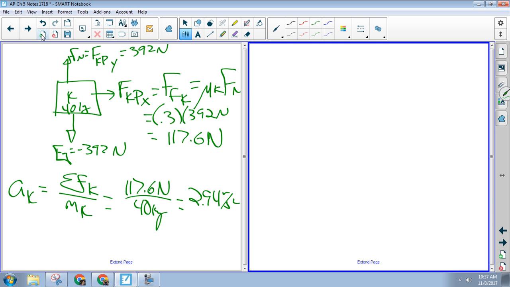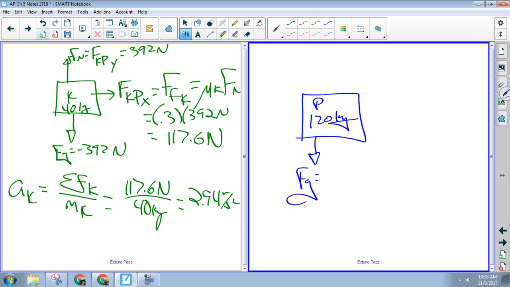Follow? All right, now let's look at the peanuts. Peanuts, 120 kilograms. So we got gravity, which is negative 1176. What else? Kittens pushing down with how much force? 392, right? So that's the force on the peanuts by the kittens in the y direction, right?